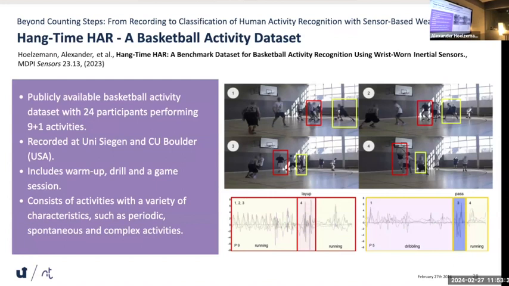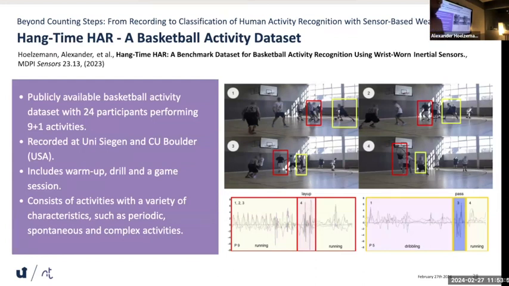So we recorded 24 participants in Boulder and in Siegen, who were executing 9+1 activities. Plus one, because we always have a null class, which is basically everything that is not one of the activities. So for example, if someone is taking a sip from the water bottle or tying their shoes, it's null. And 9 basketball specific classes.